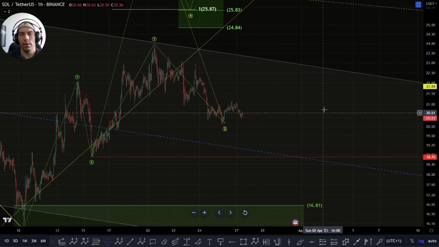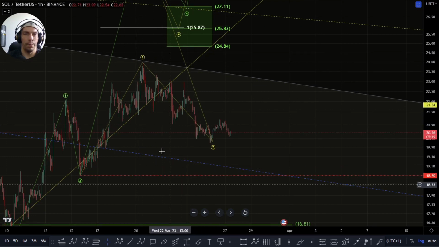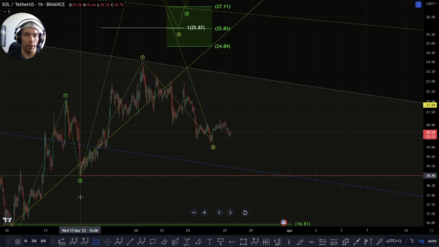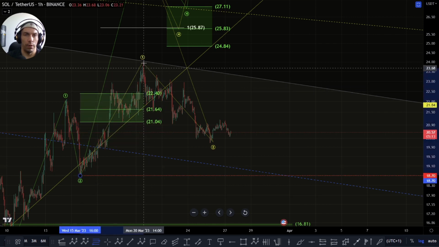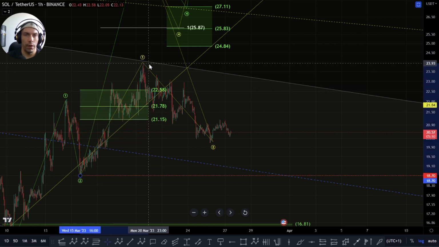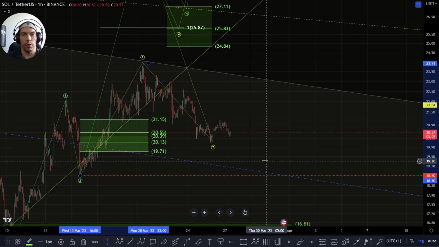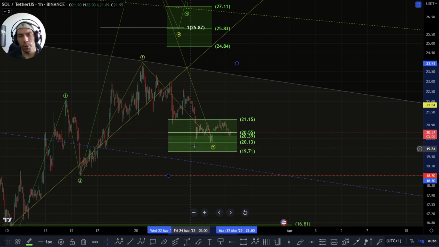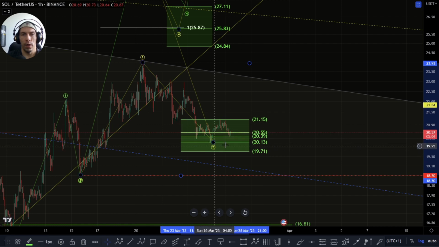Yeah, so we could argue that this is a wave 1 up here. And basically what we're looking for here is to hold this zone lower down. There we go. So we actually came down to this 702, which is this $20.13.